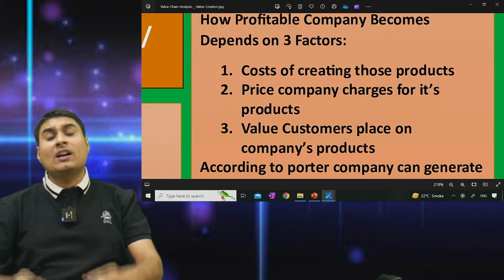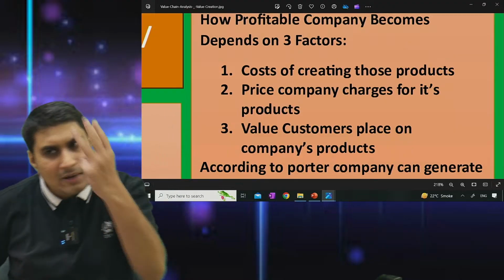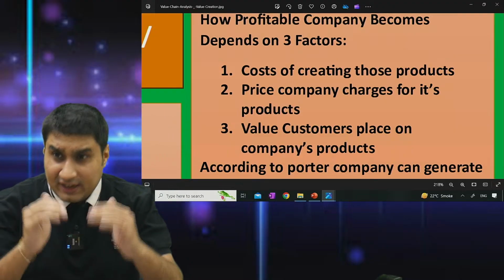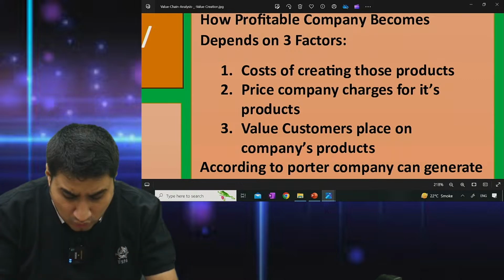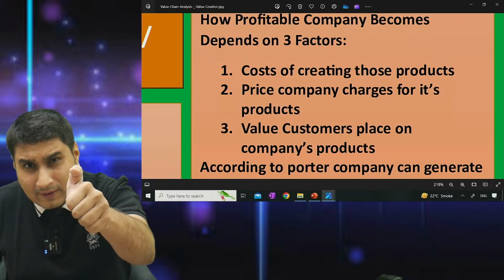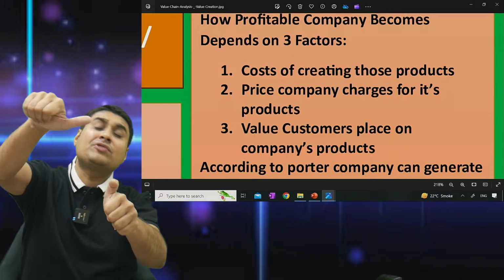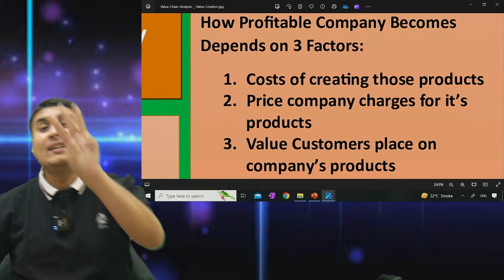How profitable a company is depends on 3 factors. How much profit you will earn in life depends on 3. Number 1, the cost of creating the product. Number 2, the price the company charges for the product. Number 3, the value the customer places on the product. Very simple. Which is most important? The third point.